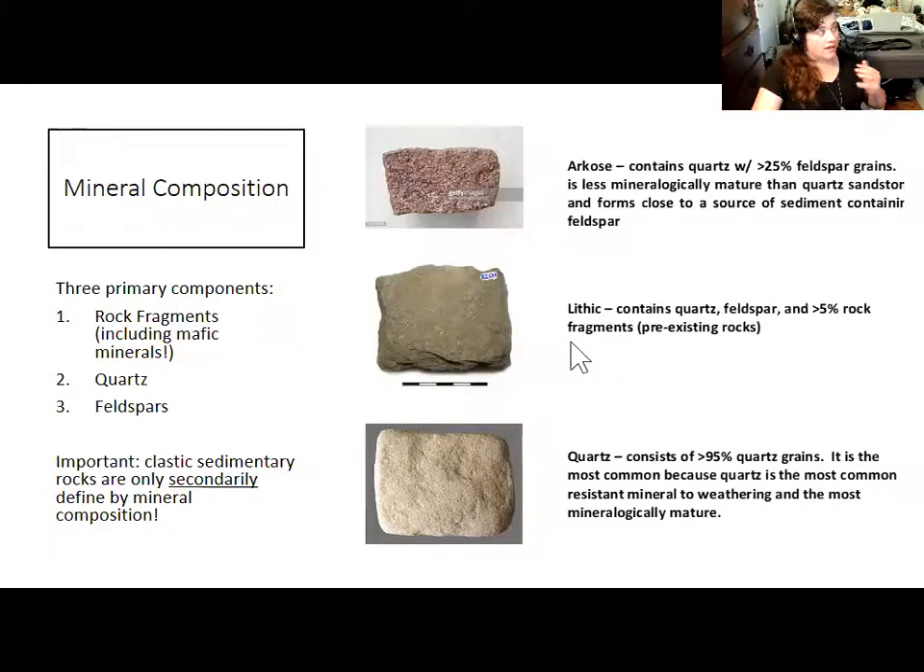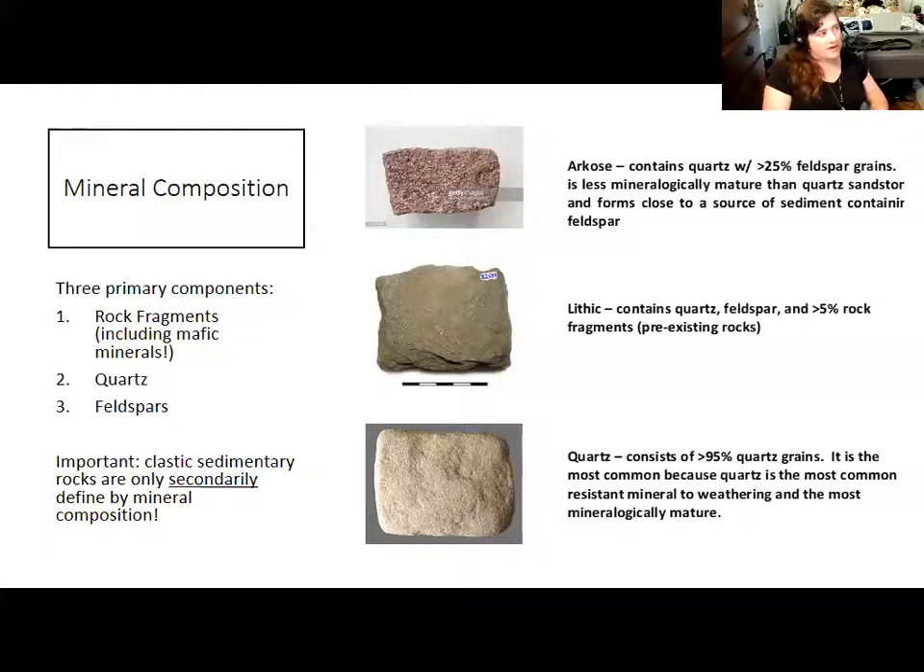And that's an important distinction because these pre-existing rocks are rocks that still have mafic minerals in them. Lithic sandstones tend to be the least mature sandstones because they still have pieces that are possible to identify as belonging to rocks, like, oh, this is a piece of granite, or this is a piece of basalt, or this is a piece of gabbro. And those tend to break down pretty quickly.